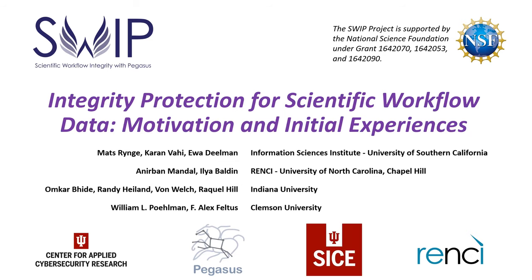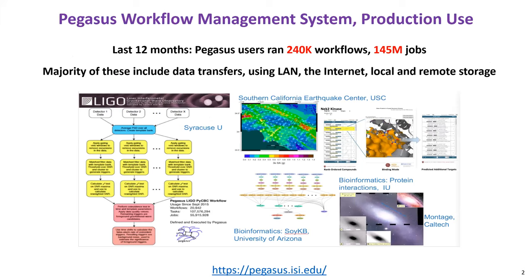Yes, congratulations. Thank you. So let me set the stage and explain why data integrity is something that we find important. One of the products that we work on is the Pegasus workflow management system. This is a production workflow system used by a large number of users. I pulled stats for the last 12 months where we had about 240,000 workflows and 145 million jobs. One of the things that sets us apart from other workflow systems is that we are focusing on distributed computing. What that means is that the majority of those 145 million jobs had data transfers associated with them. That means that we transfer data to the jobs and from the jobs.